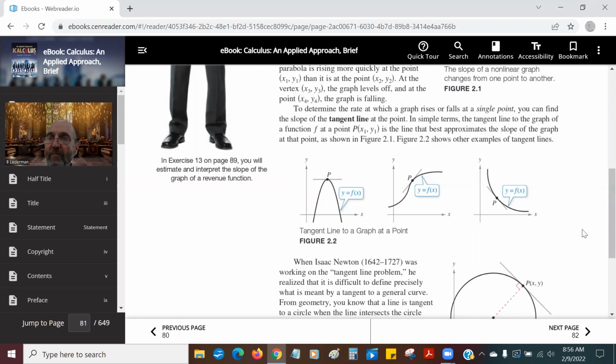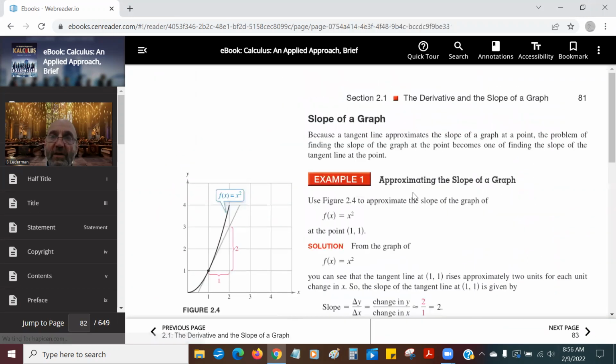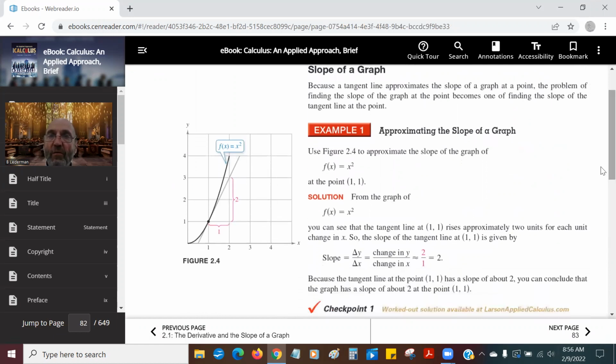It doesn't matter. It's still considered a tangent as far as we're concerned. Anyway, these are all tangents. And finding the slope of the tangent is going to be extremely useful. As I said, it's going to represent what we call the instantaneous rate of change, among other things. So that's just approximately.